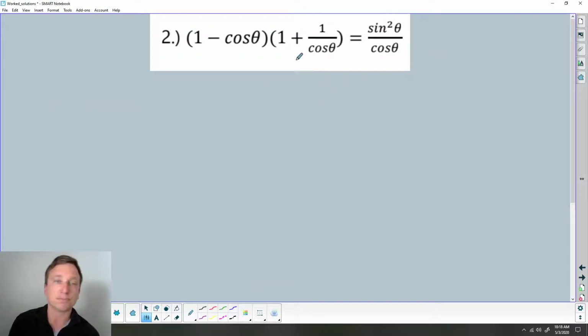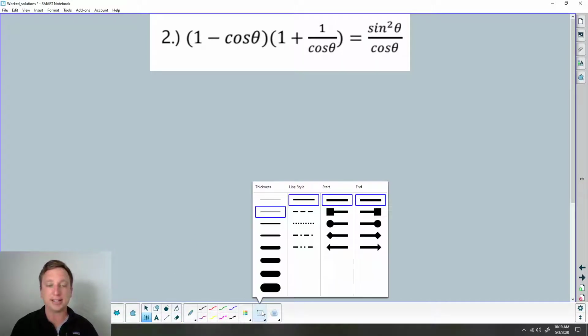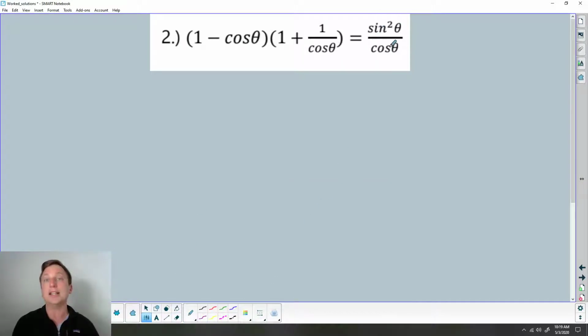On to number 2. Number 2 is multiplying as well. So this right side we can actually ignore entirely. This is what we're expecting this to come out to be when we simplify it. So I'm not going to pay attention to that right side. I'm going to do everything I can with the left side to clean it up and then see what's left. And what's left should be this sine squared theta over cosine theta.